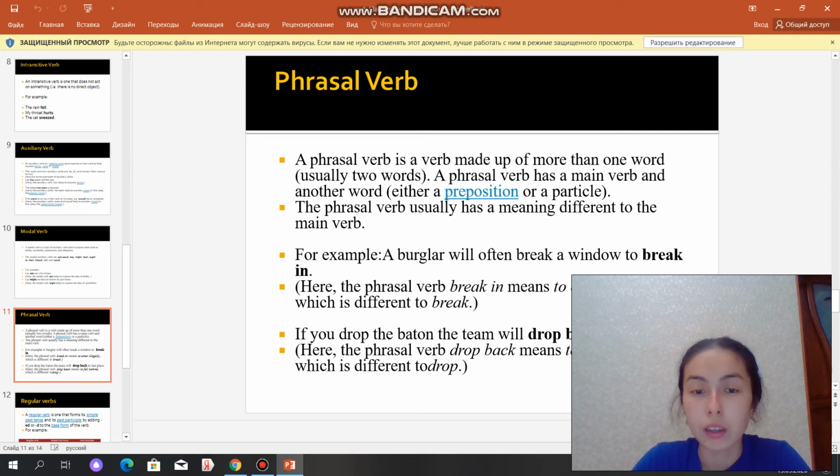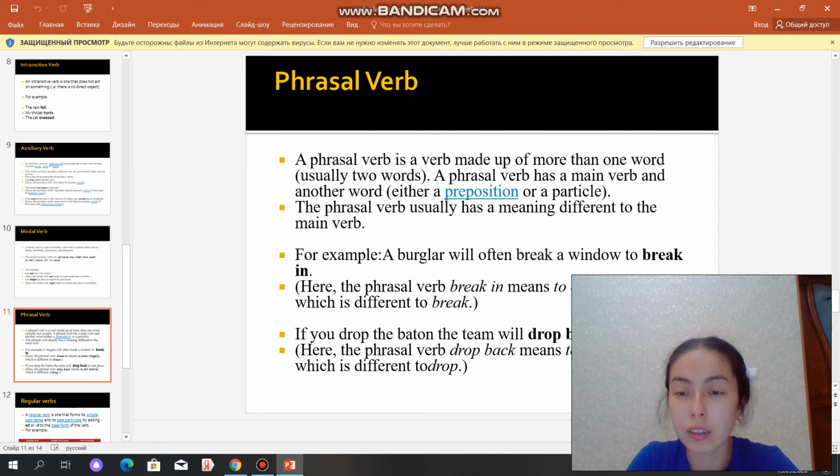Например, for example, a burglar will often break a window to break in. Here the phrasal verb break in means to enter illegally, which is different to break. If you drop the ball, the team will drop back to last place. Here the phrasal verb drop back means to fall behind, which is different to drop. Here, тут, например, break, это имеется в виду только само значение break, это что, ломать, да, разрушать. А тут имеется в виду break in вместе, это значит входить незаконно, да.